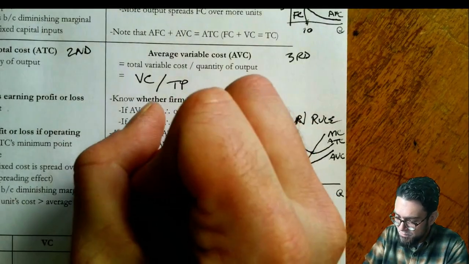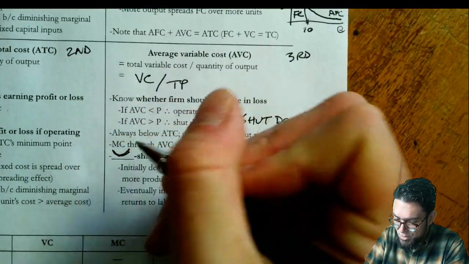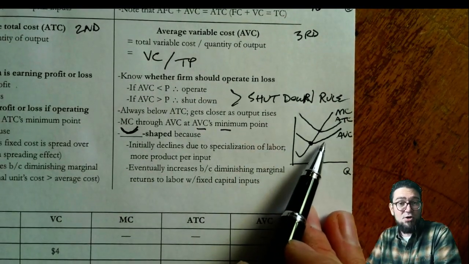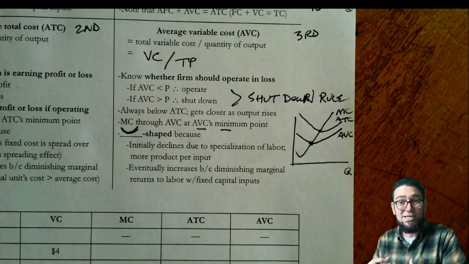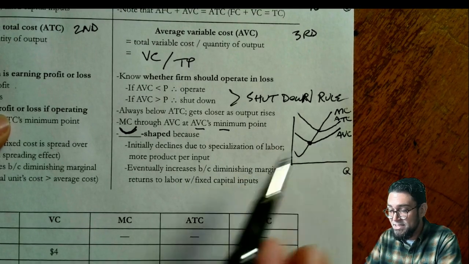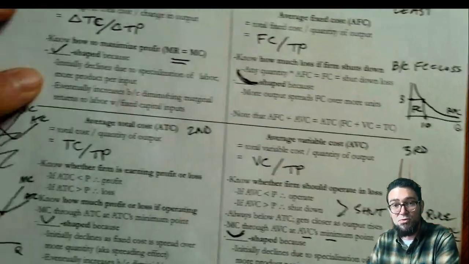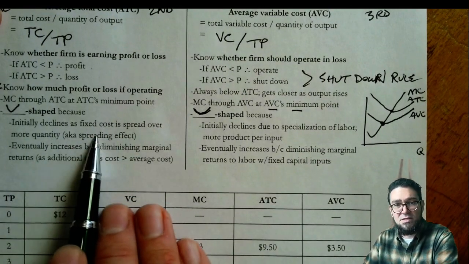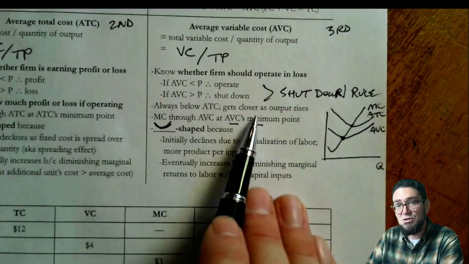Now, average variable is going to have the same U shape as our average total. It's just that the average total is bigger than the average variable because it includes it, right? Average total includes the average variable. And the reasons why the average variable behaves the way it does are actually the exact same as the reasons for the marginal cost curve. We wouldn't say that this fixed cost thing, the spreading effect, is happening with average variable cost.